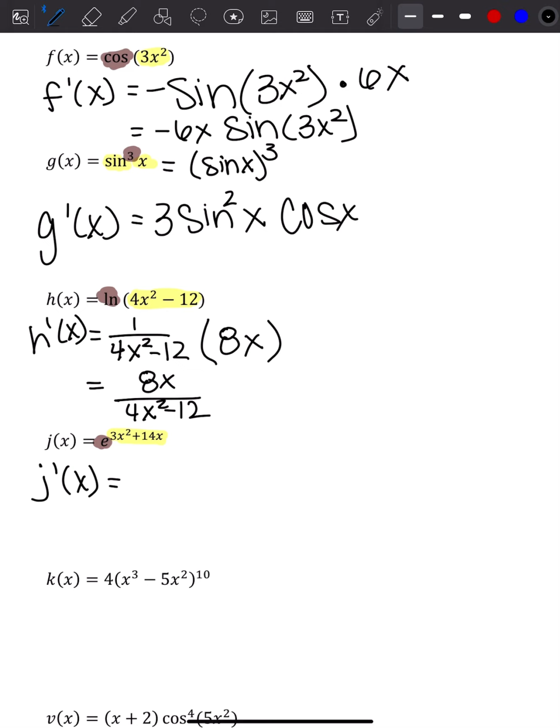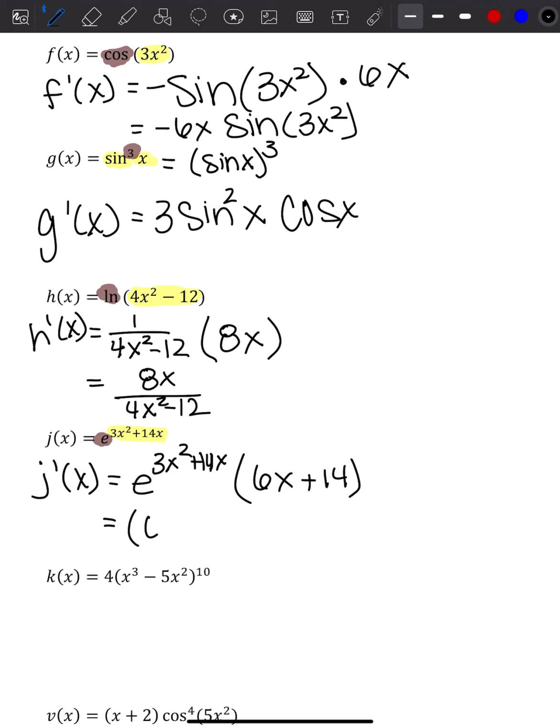So if we take the derivative of e to a power, it is e to whatever power it was, and that's because we keep that inside function the same. So we have e to the 3x squared plus 14x, but we need to multiply it by the derivative of the inside, that 3x squared plus 14x. So we get 6x plus 14. I can move this wherever I want, so I can have this in the front, 6x plus 14 times e to the 3x squared plus 14x, but it doesn't really matter.